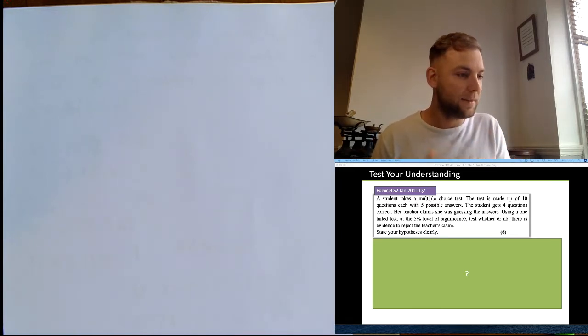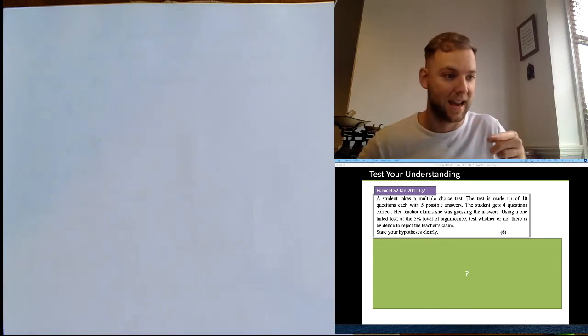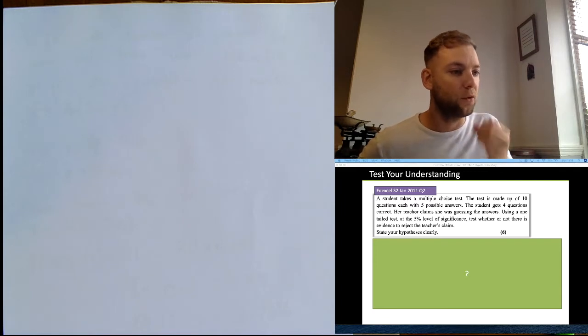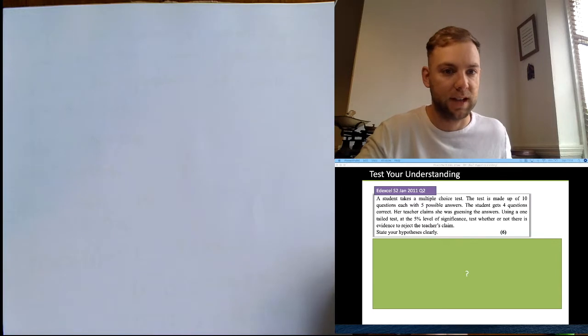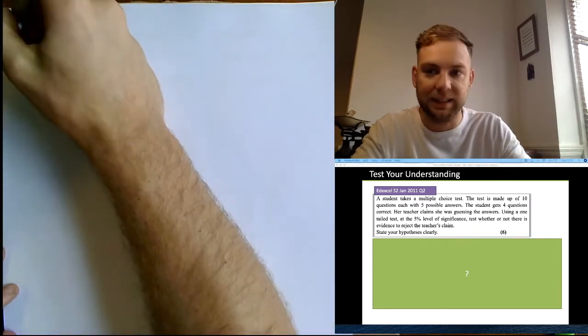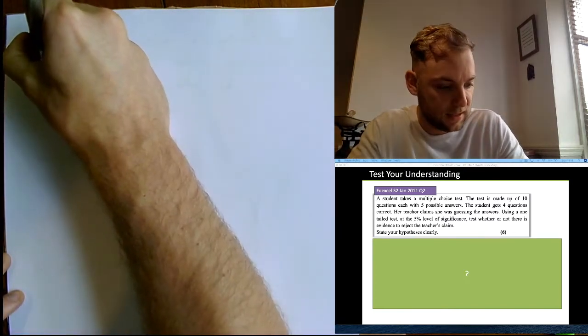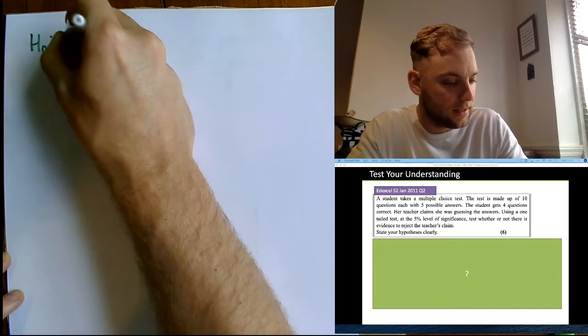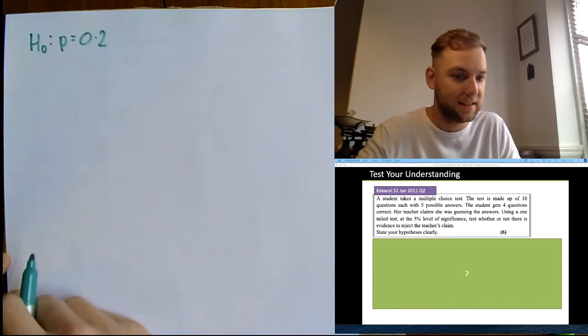So the test is made up of 10 questions. So we know it's going to be a binomial with 10, and the student gets 4 of the questions correct. So let's start doing all of this now. Let's start by stating our null hypothesis. So our null hypothesis is that the probability is equal to 0.2, saying that she's guessed. Okay.